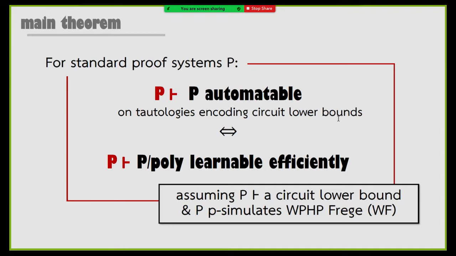The second thing is that we don't actually prove equivalence between automatability and learning. We prove the equivalence between provable automatability and provable learning. And finally, we need our proof system to be sufficiently strong.